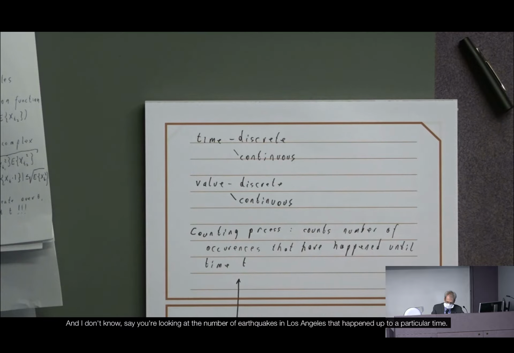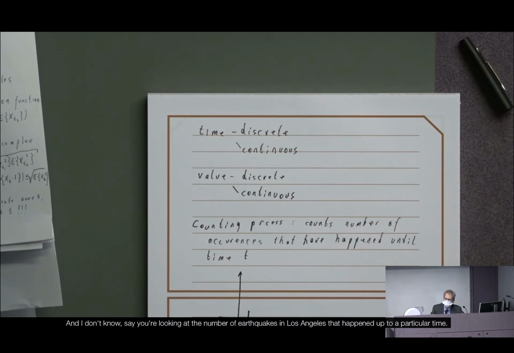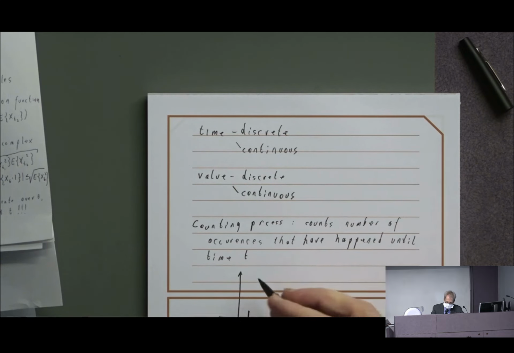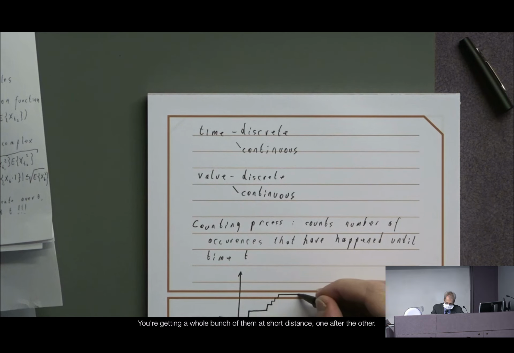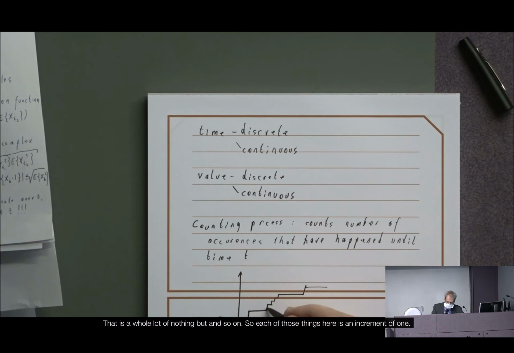Say you're looking at the number of earthquakes in Los Angeles that happened up to a particular time. Then you get, maybe for a while, nothing. Then you have another jump. And because earthquakes usually occur in bursts, you're getting a whole bunch of them at short distance, one after the other. Then there's a whole lot of nothing, and so on. So each of those things here is an increment of 1. Sorry, I'm again not drawing very nicely.